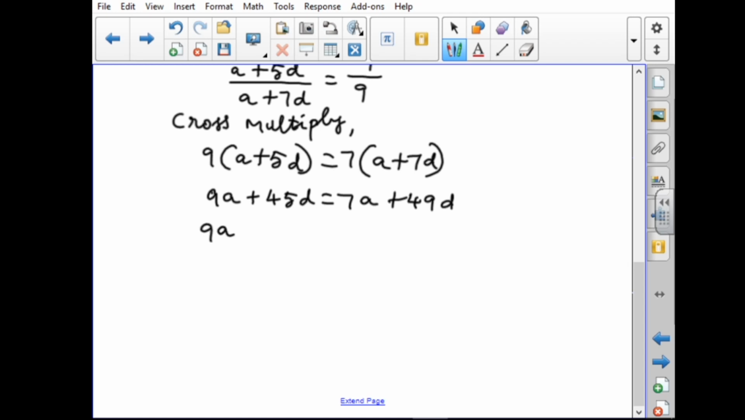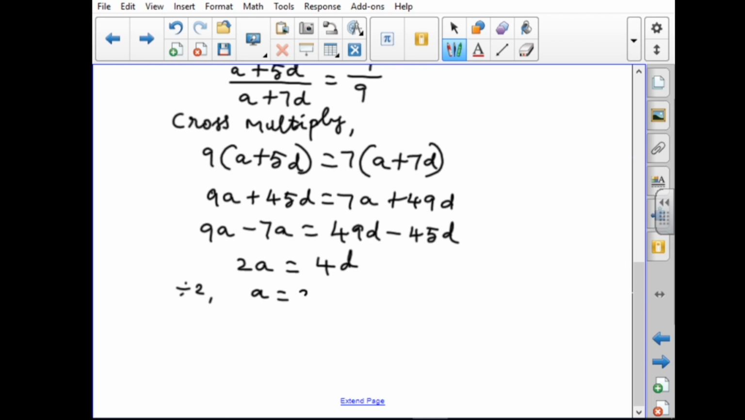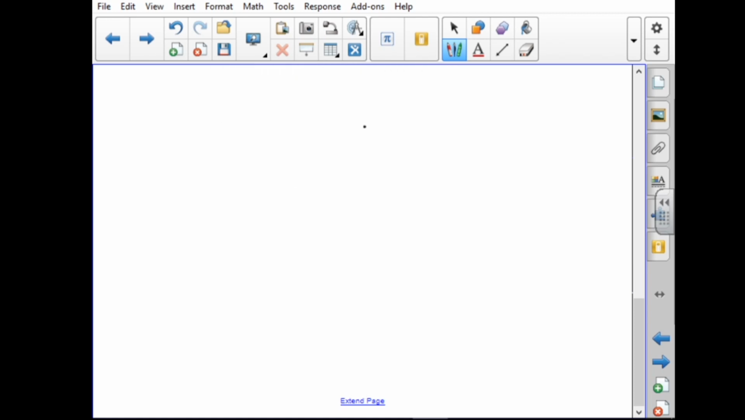Already here 9A is coming this side, means 7A. Already there 49D. Next on the right, minus 45D. So 9 minus 7, 2A equal to 4D. We have to divide by 2. So A equal to 2D. Therefore we are getting the value of A equal to 2D.